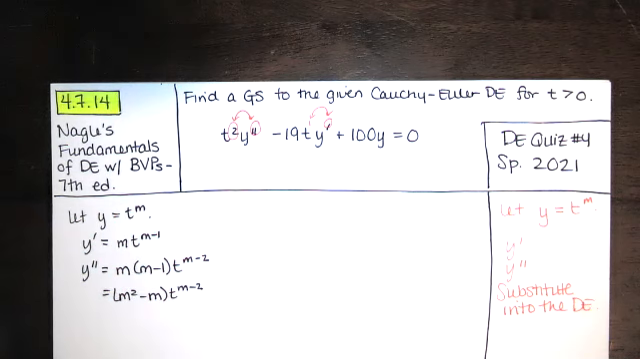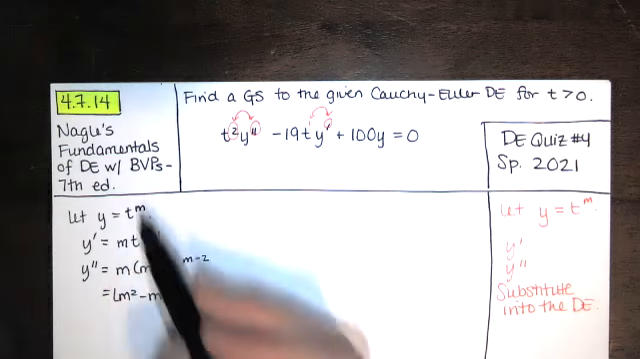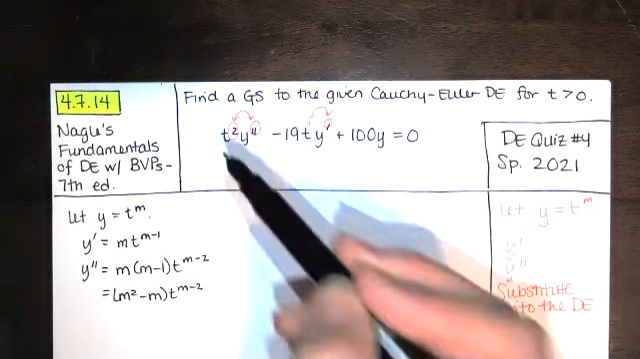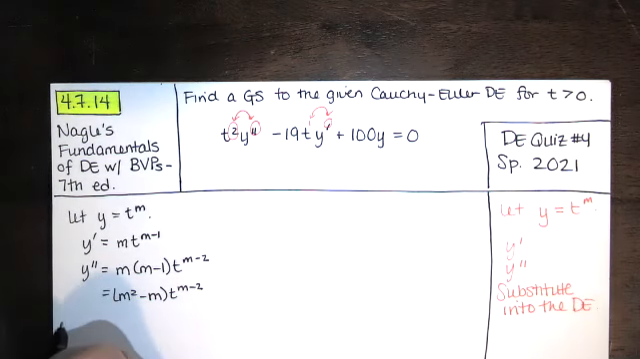And then we're assuming that y is a solution to this differential equation. If y is a solution to this differential equation and y is equal to t to the m, then these functions have to satisfy that equation. So we will substitute into that equation, and this is what we'll get.